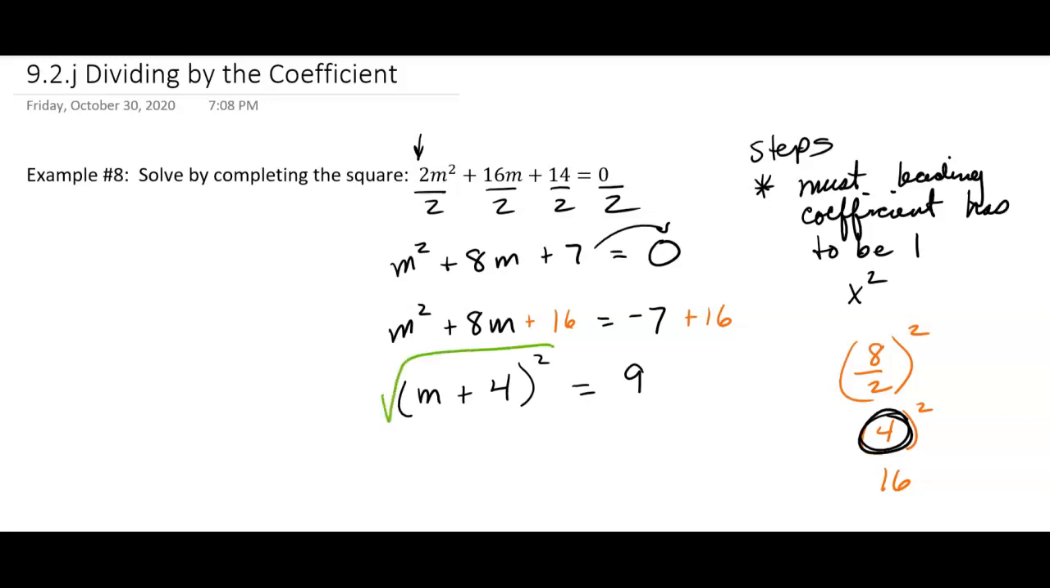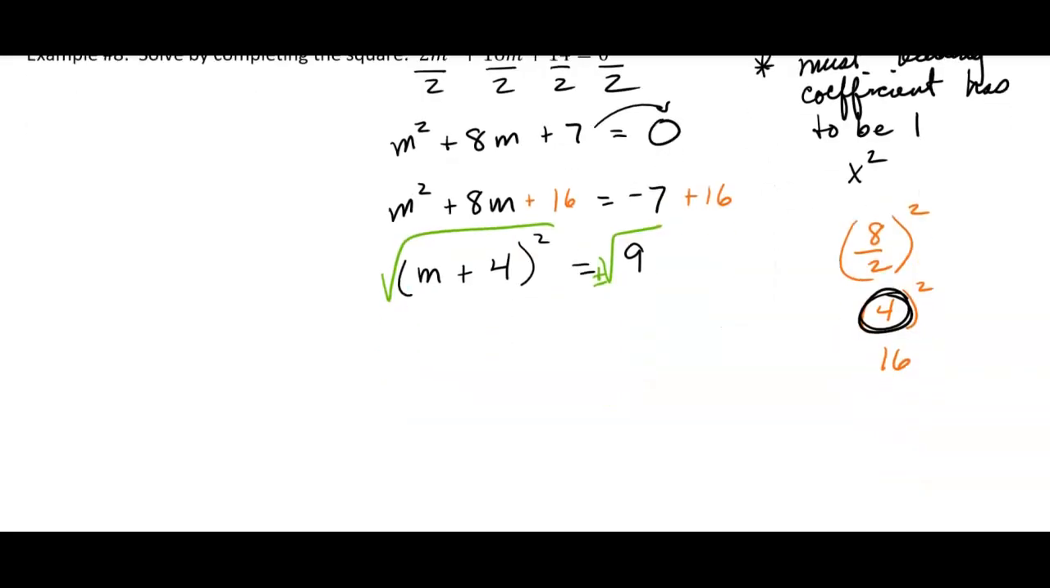Here it comes. Don't forget the plus or minus. I just always say that. I know you're not going to forget, but m plus 4 equals plus or minus. I know the square root of 9 is 3. Okay, I'm still going to bring the 4 over to the other side. That's going to make it m equals negative 4 plus or minus 3.